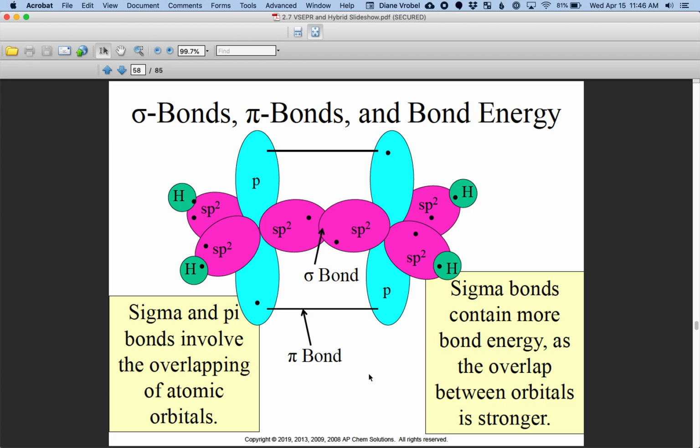I don't know if I want to say too much about this, but obviously when you have a triple bond, we have higher bond energy, and that's something that you should remember from previous notes. So I would just make sure that you remember that.